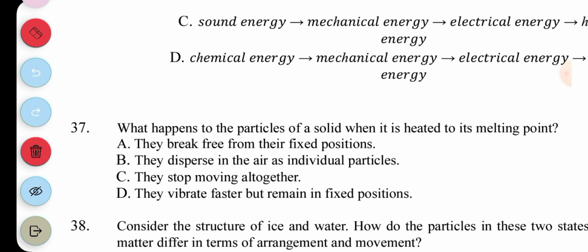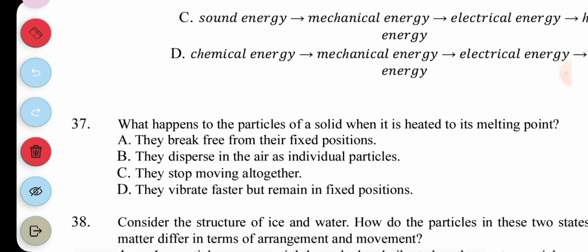37. What happens to particles of a solid when it is heated to its melting point? A. They break free from their fixed positions. B. They disperse in the air as individual particles. C. They stop moving altogether. D. They vibrate faster but remain in fixed positions. And the answer to question 37 is A. They break free from their fixed positions.